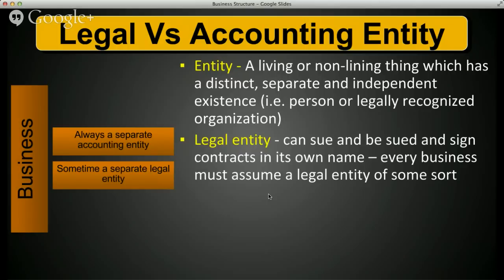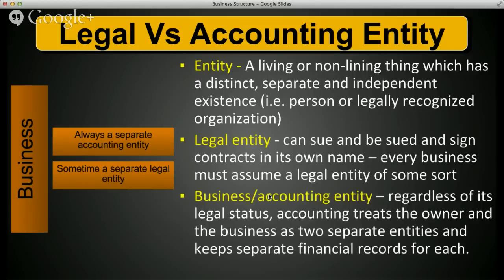So a legal entity can sue or be sued. It can write contracts in its own name. And every business must assume a legal entity of some sort. So while your small sole proprietary business is a separate accounting entity, the law sees you and your small sole trader business as one legal entity.